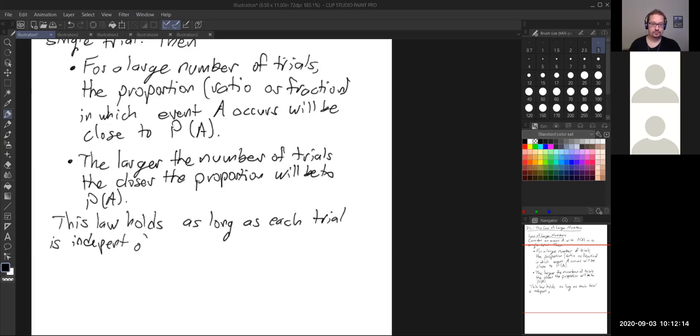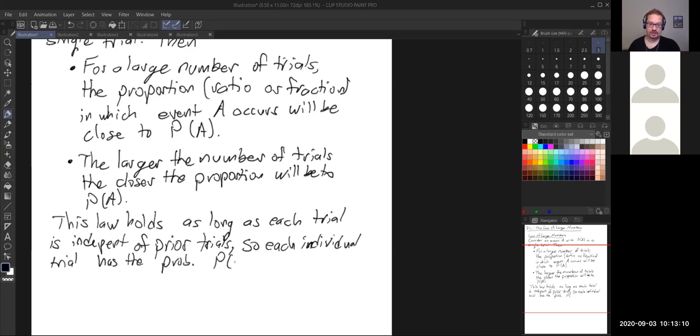So again, what we get for this trial will not affect the next one, and so on. So as long as each trial is independent of prior trials, and each one having the same probability of A. So each individual trial has the same probability of A.